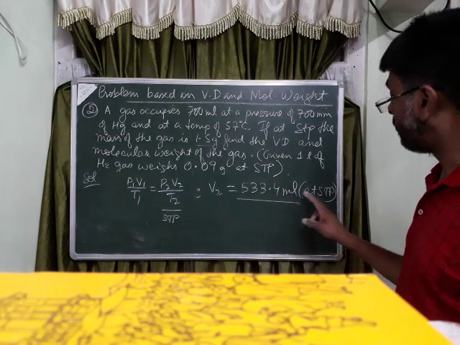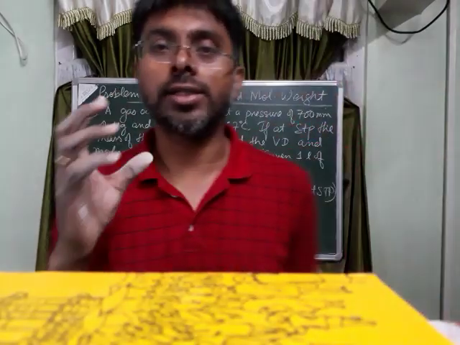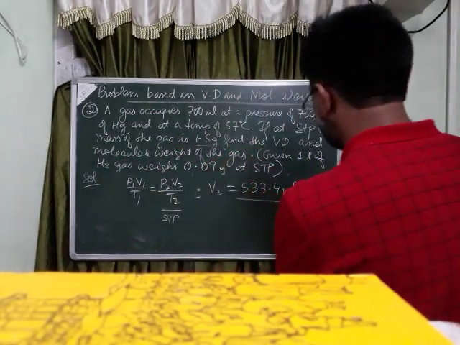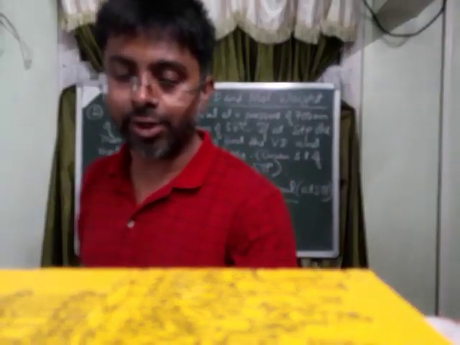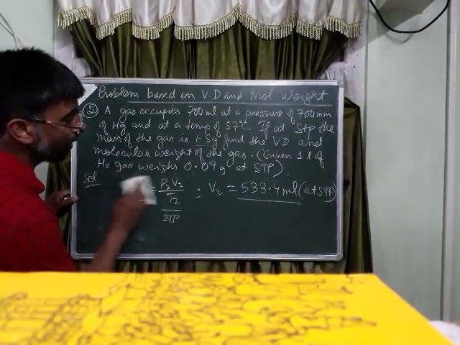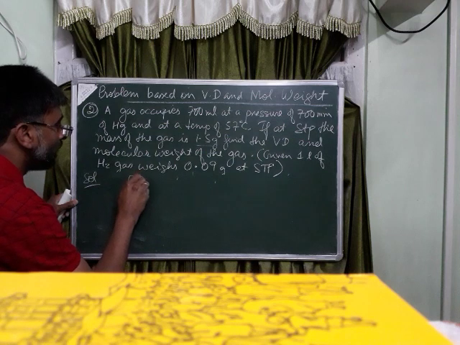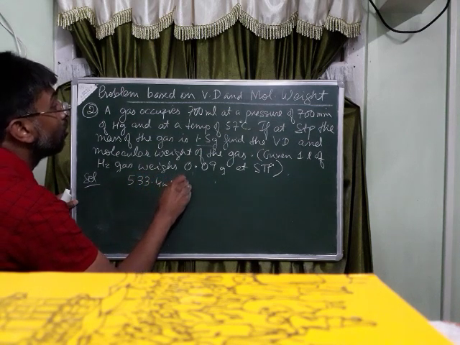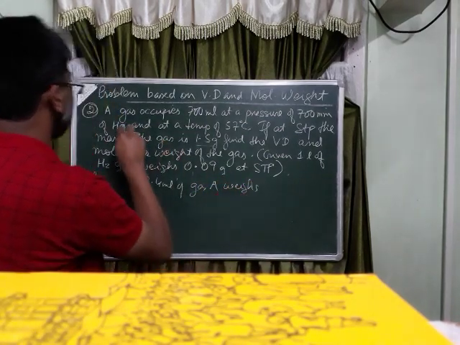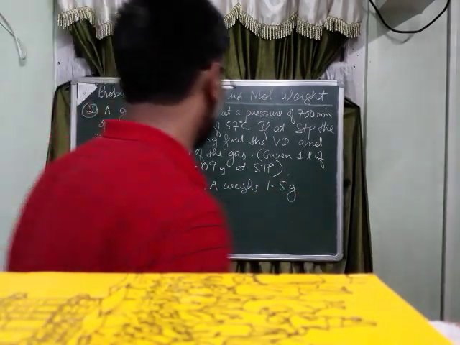Since this is the volume at STP, whenever volume at STP is given, try to catch hold of the standard molar volume. The standard molar volume of any gas in milliliter is 22,400. So what I am going to do over here is frame a sentence by using this volume. Keeping in mind 533.4 ml, I will write a sentence. 533.4 ml of gas A is weighing how many grams? It is weighing 1.5 grams.